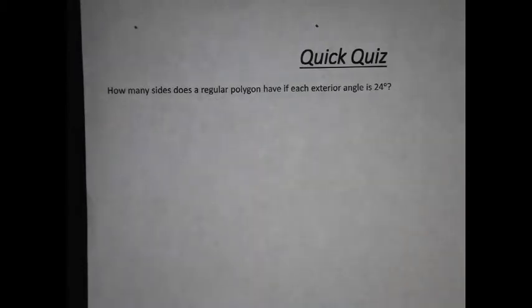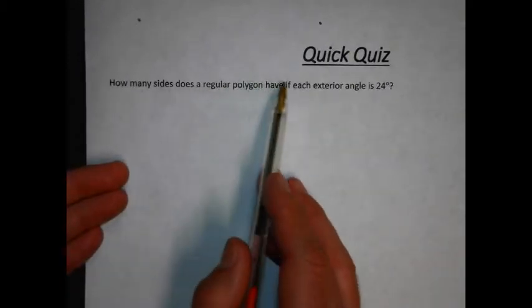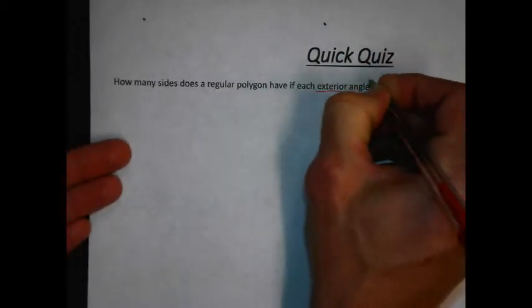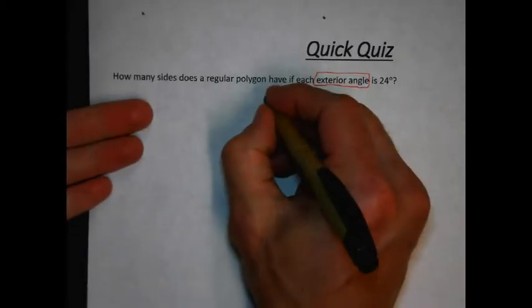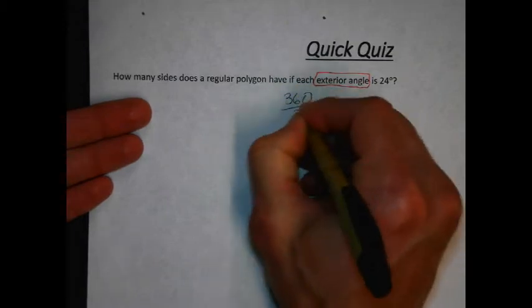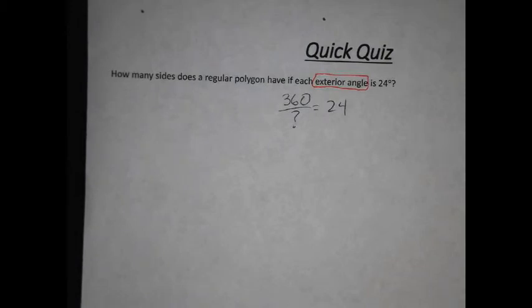All right, so hopefully you've unpaused by now. How many sides does a regular polygon have if each exterior angle is 24? Exterior angle. That means we divided something. We divided 360 by something and got 24. That's what that means. You got to know that. We divided 360 by something to get 24. So what was it, right? That's the question. So what was it that we divided?